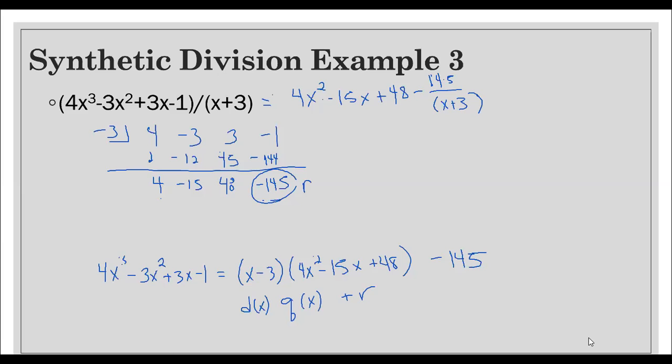Okay, so that's synthetic division. And if you have questions, like I said, there's a previous video on long division, and there will be another video on the remainder value theorem and the factor theorem. So if you have questions on those, take a look at those other videos.